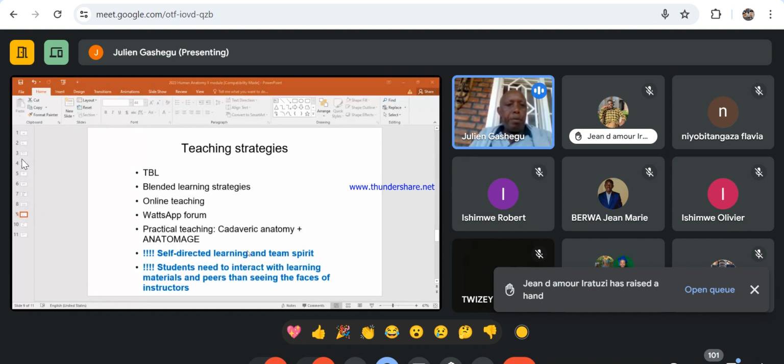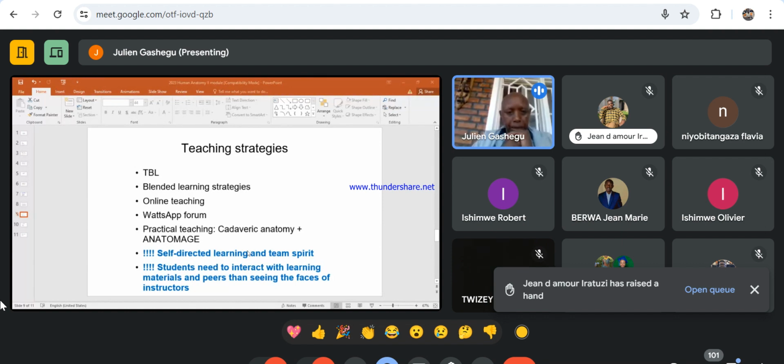So we have practical teaching, which is important. We have cadaveric anatomy with different specimens, and you are now familiar with that. Probably in the future, we may also have an ultrasound machine that may be used for the practical teaching of anatomy.